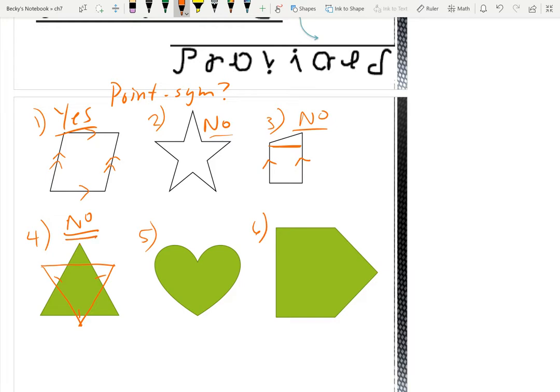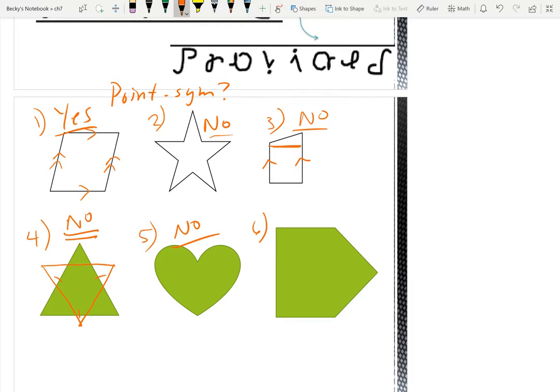And what about a heart? I think you guys are probably catching on. I mean, that's a horrible heart, but if you flip it upside down, it's not going to look the same at all. So again, this is no. And I don't know, what do you think about this one?